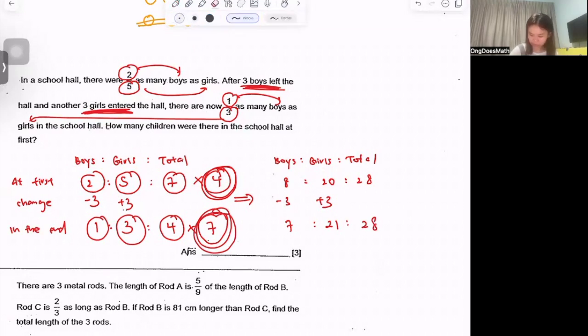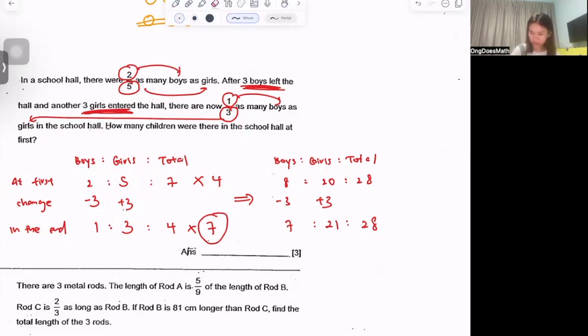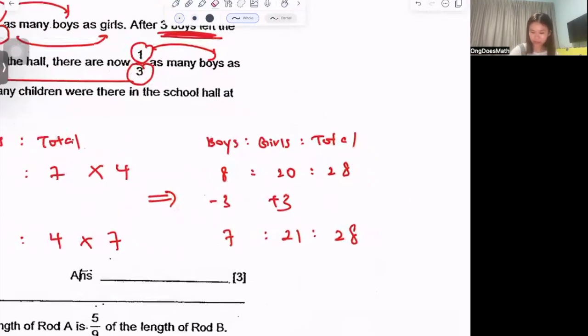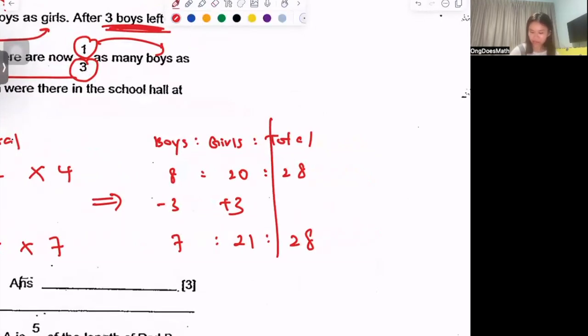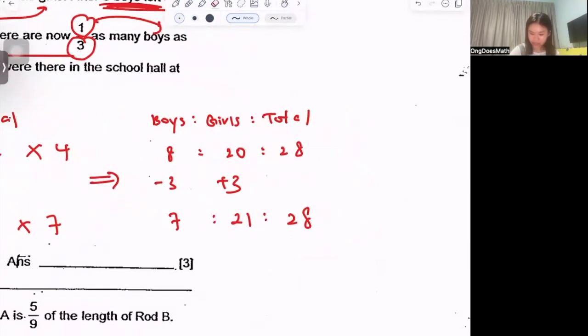So now I'll erase things to make things clearer. Okay, so this should be the final ratio. You can see that in the end versus at first, the total number of students should be the same as what we have discussed earlier. Great. So now we can just focus on boys or on girls. You'll still get the same result.